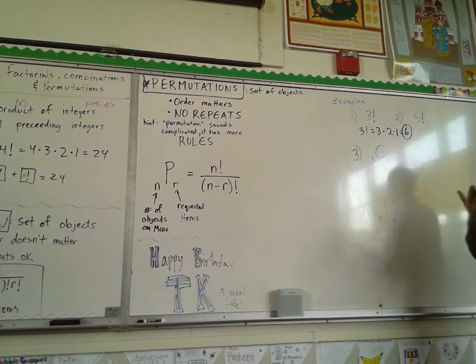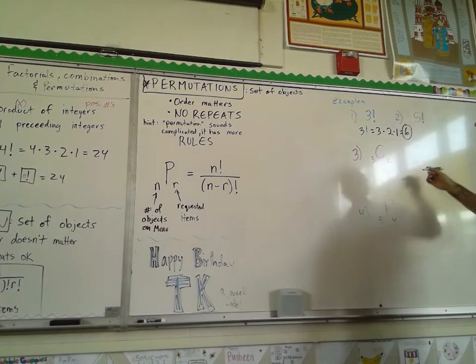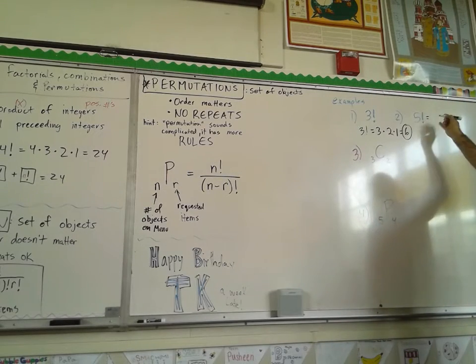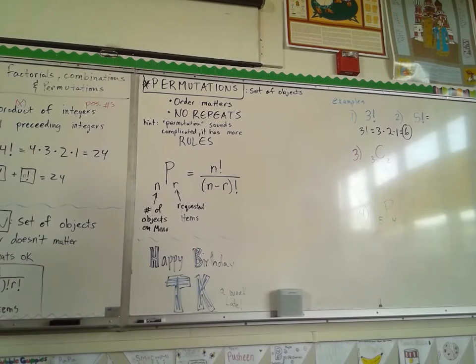So if I have factorial of 5, go ahead and do that on your own, and then after you're done, check with your neighbor and see if they think the same thing. Factorial of 5.